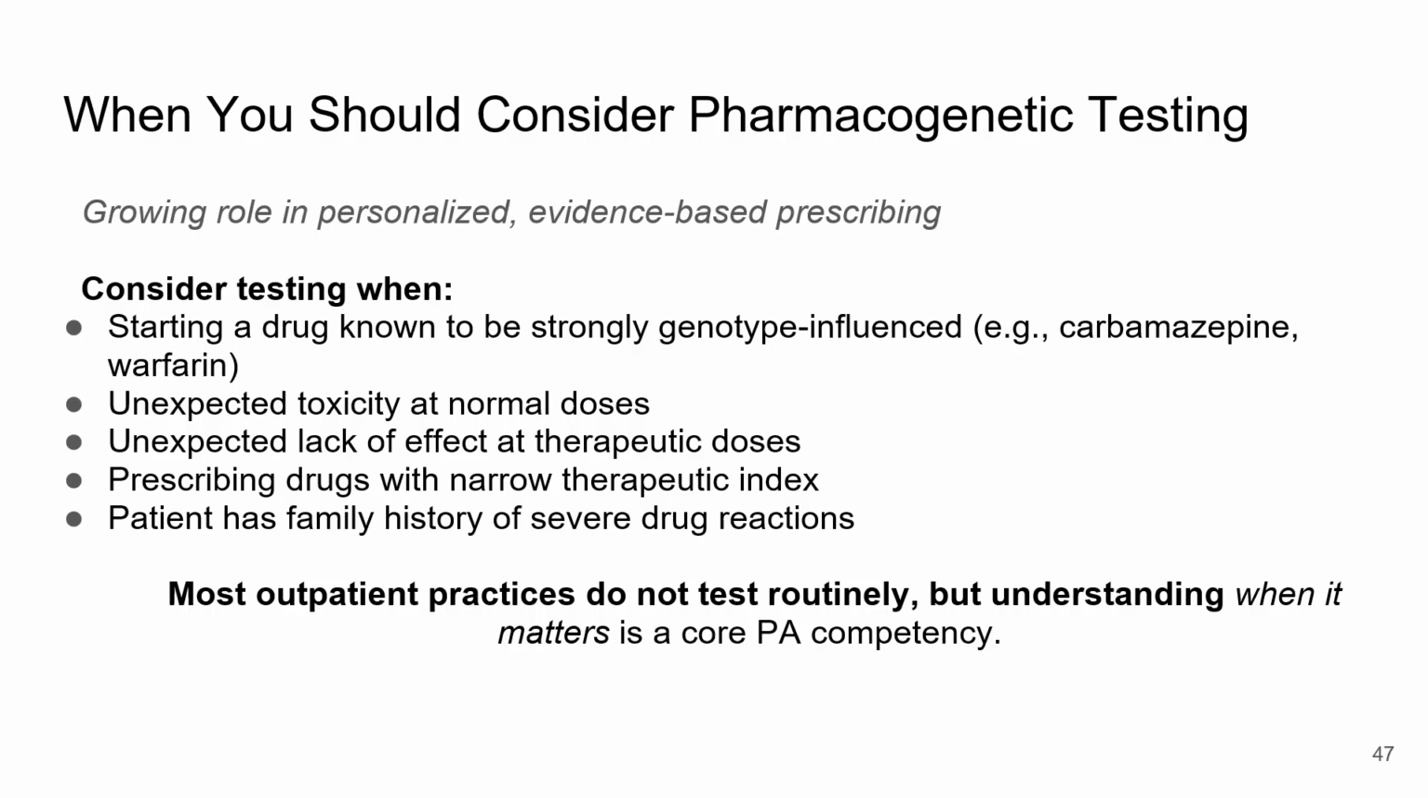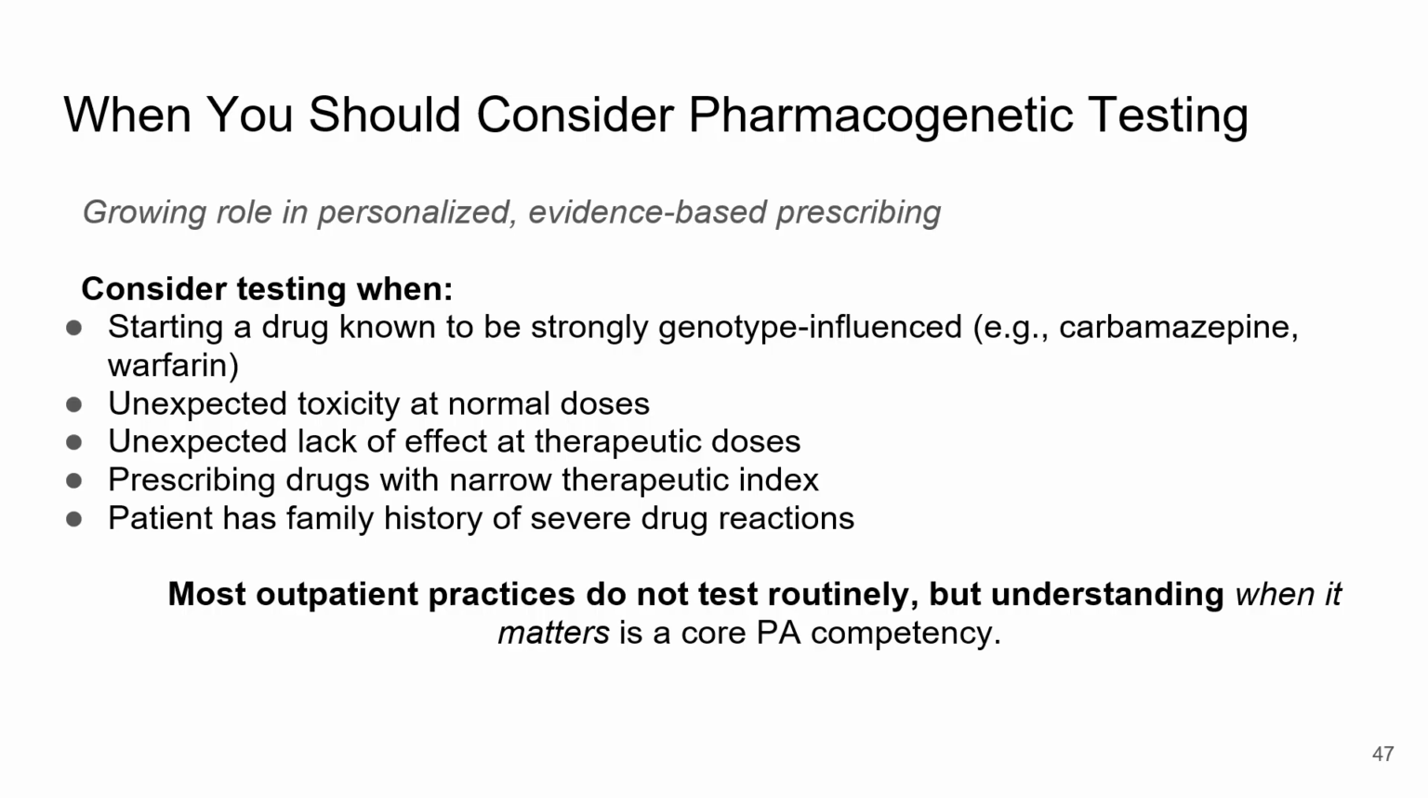In those cases, genetics may explain altered metabolism or altered receptor sensitivity. This can be especially relevant when prescribing medications with a narrow therapeutic index, where small dose changes can lead to toxicity, or when there is a family history of severe drug reactions. That's why a really good history, specifically family history, can help decrease adverse events. Generally, most outpatient practices are not routinely going to order pharmacogenetic testing, but this is coming and it will be more common as time goes on.